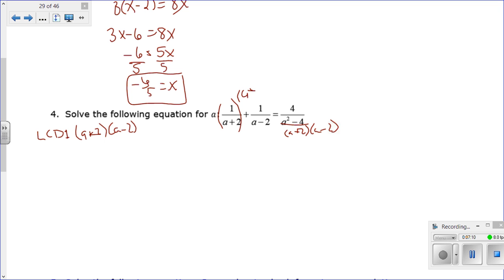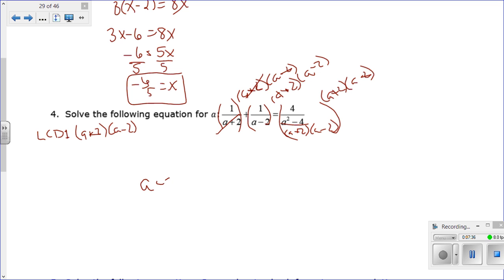So A plus 2, A minus 2. A plus 2, A minus 2. And last one, A plus 2, A minus 2. So my first fraction, this A plus 2 cancels out with that A plus 2, so I'm left with 1 times A minus 2. The second fraction, the A minus 2's go, and I just have plus 1 times A plus 2, so plus A plus 2. Here, everything goes, so it's equal to 4.